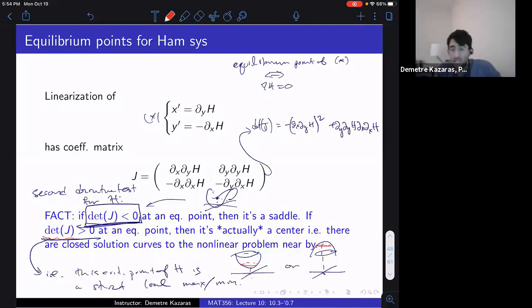And since it's a level set of H, and level sets of H correspond to solution curves, you have a closed solution curve. Down here in the xy plane, it might not be exactly a circle, it might be a little bit wobbly, but just from the fact that you have a genuine local maximum or minimum for H, that tells you you have closed solution curves.